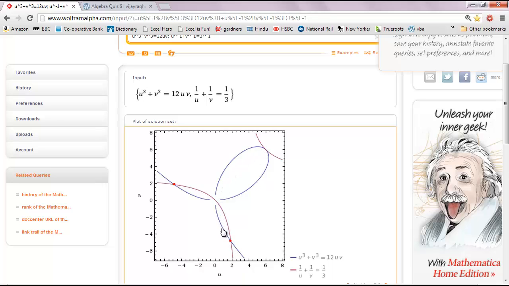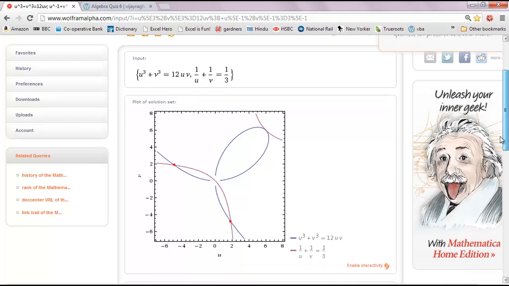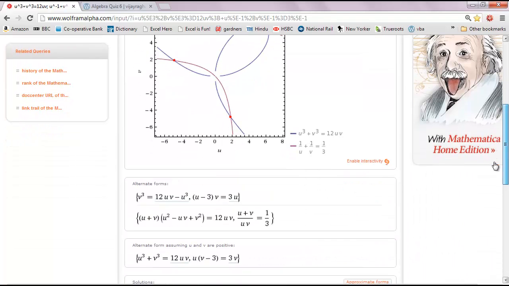It's called the folium of Descartes. I'll come more to it in a minute. So that's the folium, and then this one here is the 1 by u plus 1 by v. The intersection of those gives these 2 points that we are looking at, and then there's one here as well.